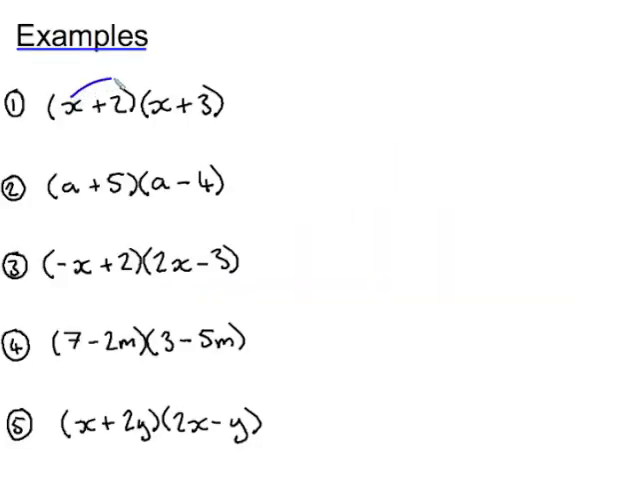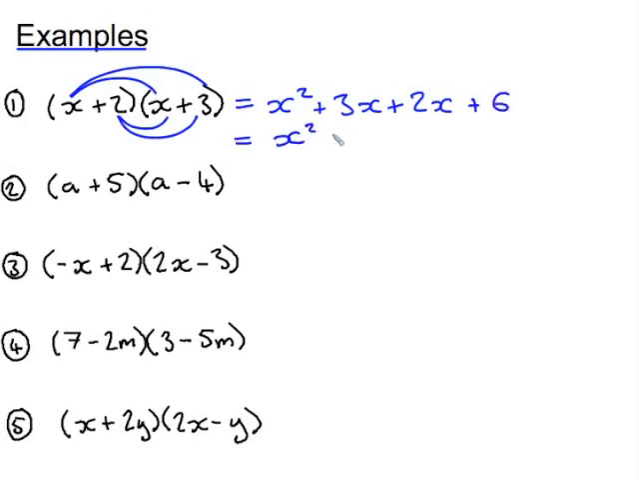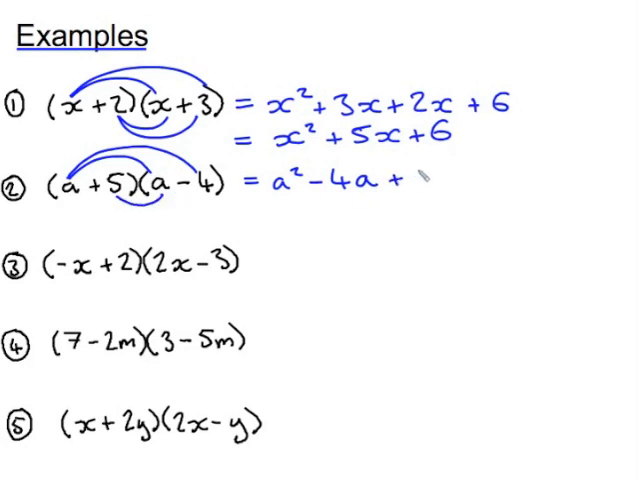So in number 1 we have x squared plus 3x plus 2x plus 6, which is x squared plus 5x plus 6. In number 2 we've got a squared, and then because this is subtract 4 instead of plus 4, this is like a times negative 4, so subtract 4a. The 5 and the a are both positive, so that's add 5a, and then plus 5 and take 4.